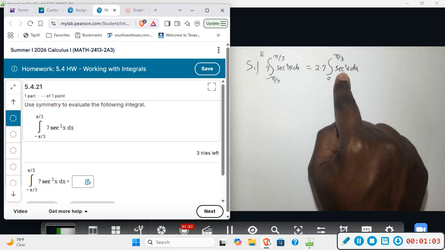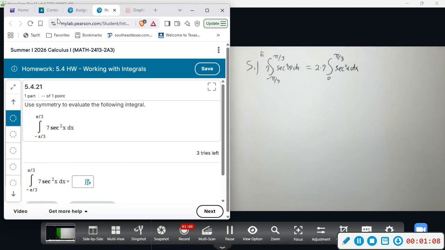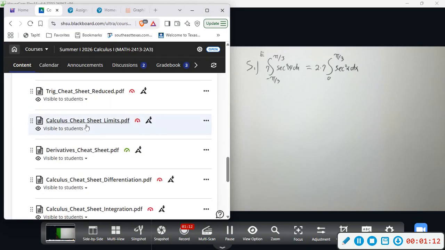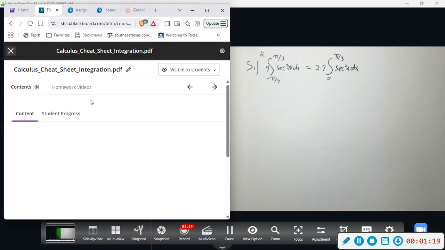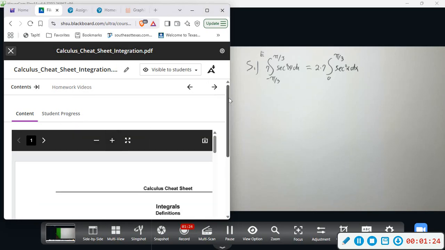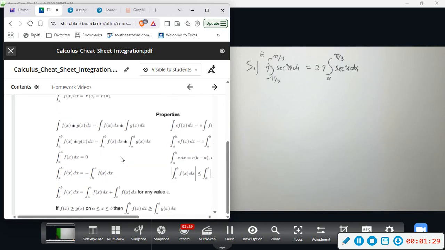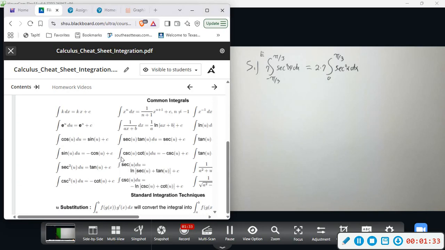All right, when I use the trig functions, I like to look at the integral sheet to see the integral for these trig functions. So I'm going to go to our cheat sheets. I want to go to integration. And then it gives us some of our properties and some common integrals. And here we go right here.